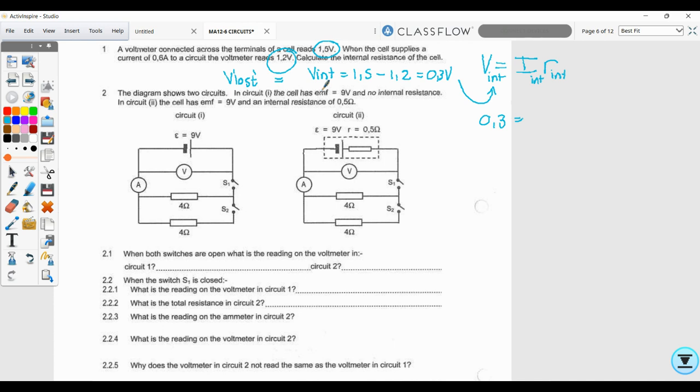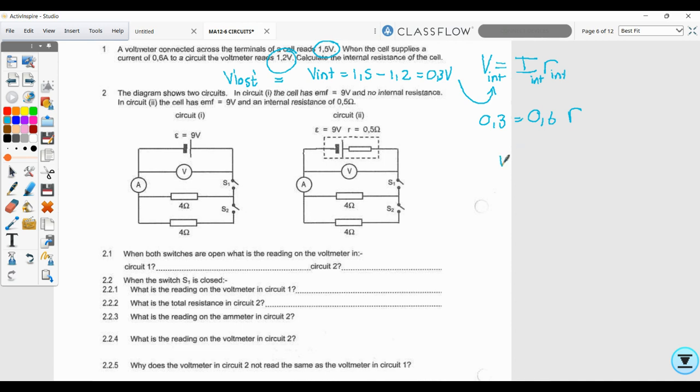If electrons move inside, they must move outside. Remember, they are actual particles that move around in the circuit. So that means if the current outside is 0.6, the current inside is going to be 0.6 as well. And that gives us an r. So you don't have to go and use any complicated equation. You're just going to use that.